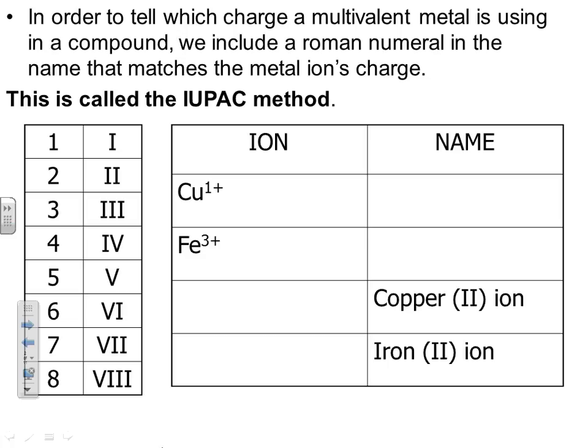in order to tell which charge a multivalent metal is using in a compound, we include a Roman numeral beside the name. So we simply add brackets with a Roman numeral in it to state what type of ion that is, and that's how it goes in the name. If I'm talking about something like sodium, it's only got one charge, so I just say sodium. But if I'm talking about something like copper, the question is, which type of copper is it? I have to say whether it's copper 1 or copper 2. So it becomes part of the name. We have to designate what the charge is.